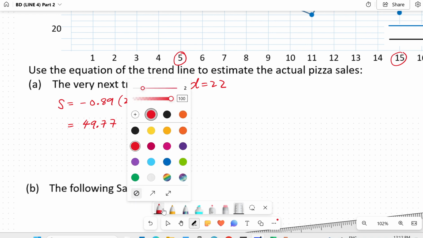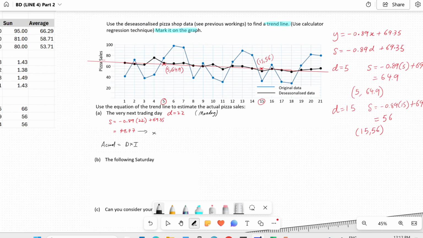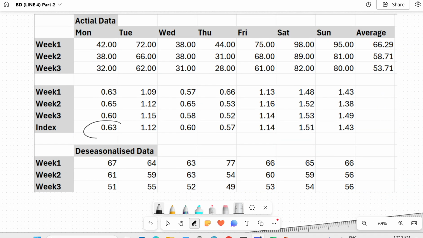So you might remember from the study of the seasonal index, this equation where the actual is equal to the deseasonalized multiplied by the index. Now we need to use that. So we need to take this value and multiply it by the index for, well, day 22 is a Monday. Just make a note of that. And the index for Monday, if we look back over here, the index is 0.63.